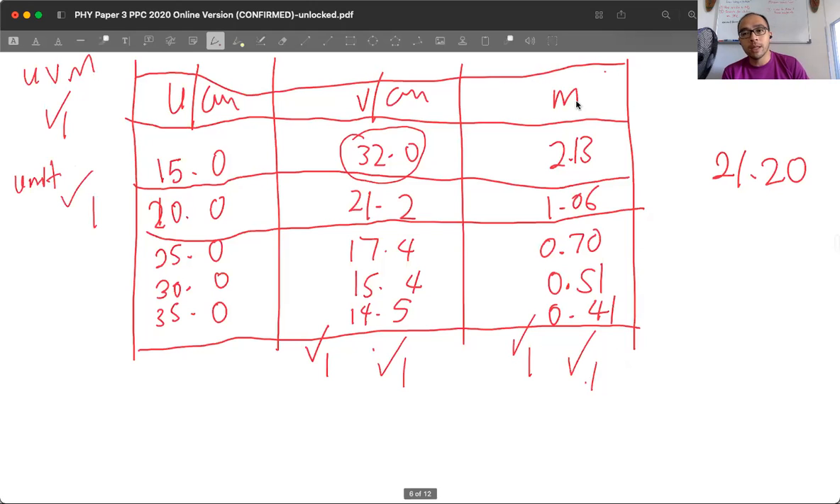Centimeter, centimeter, meter. Okay, and then finally, everything is decimal places. Okay, decimal places correct is 1 mark. All right.